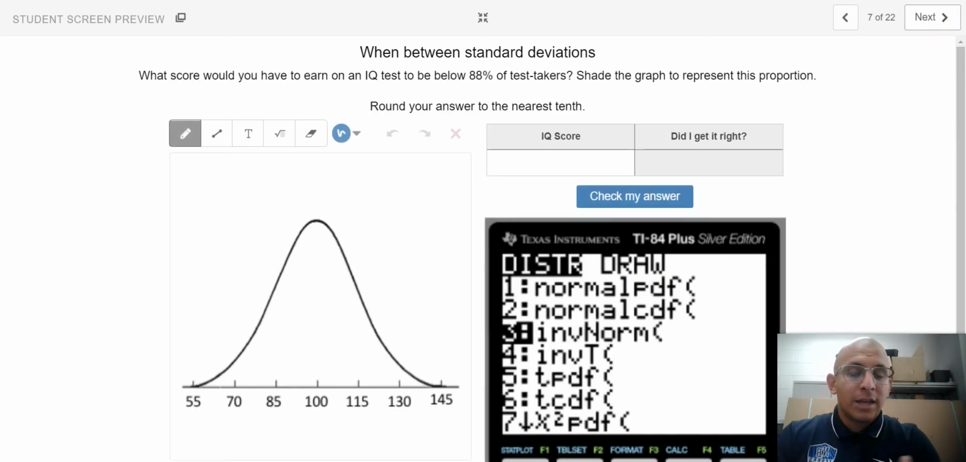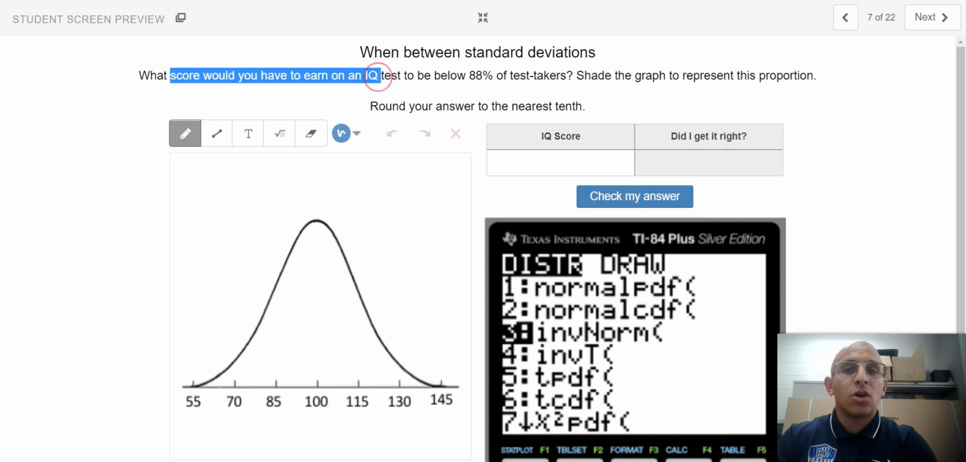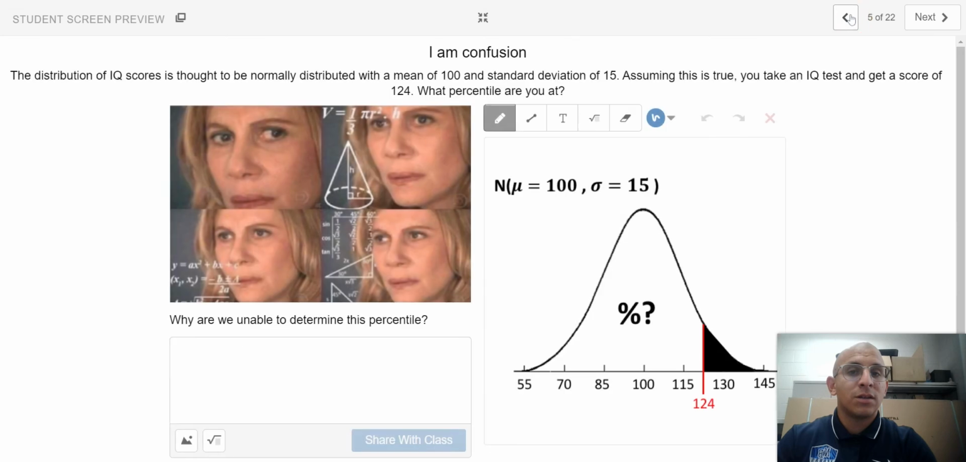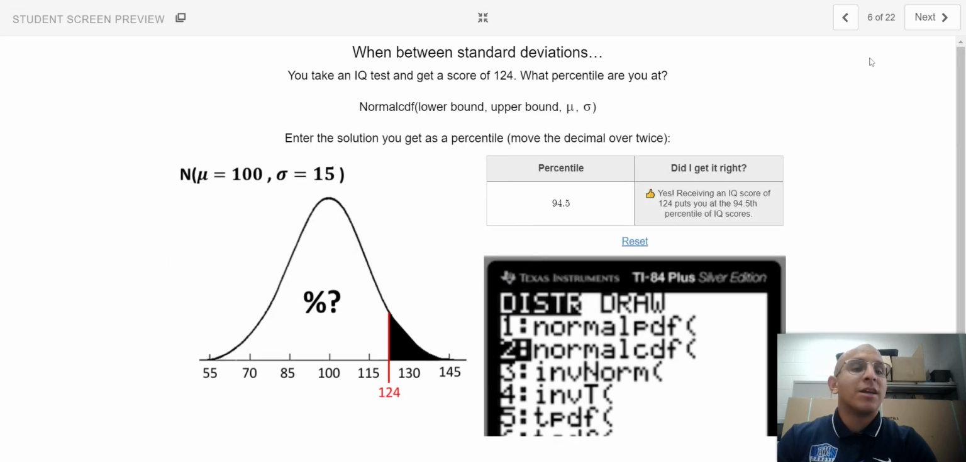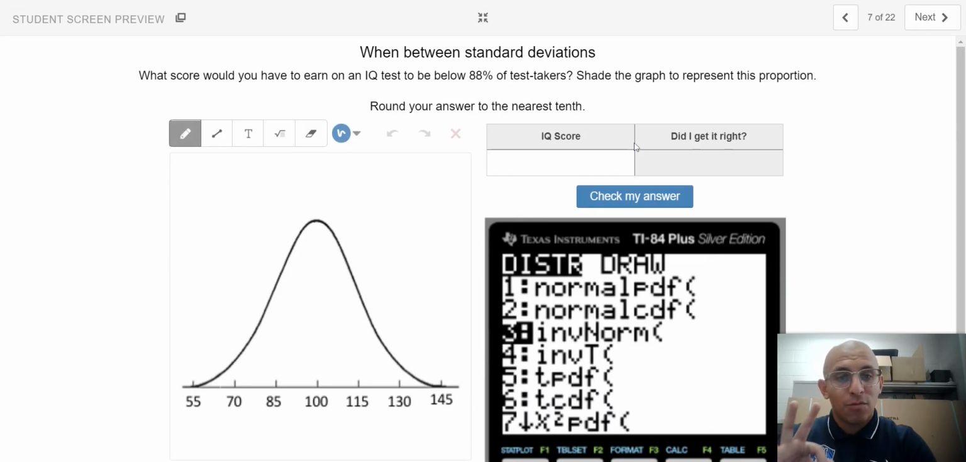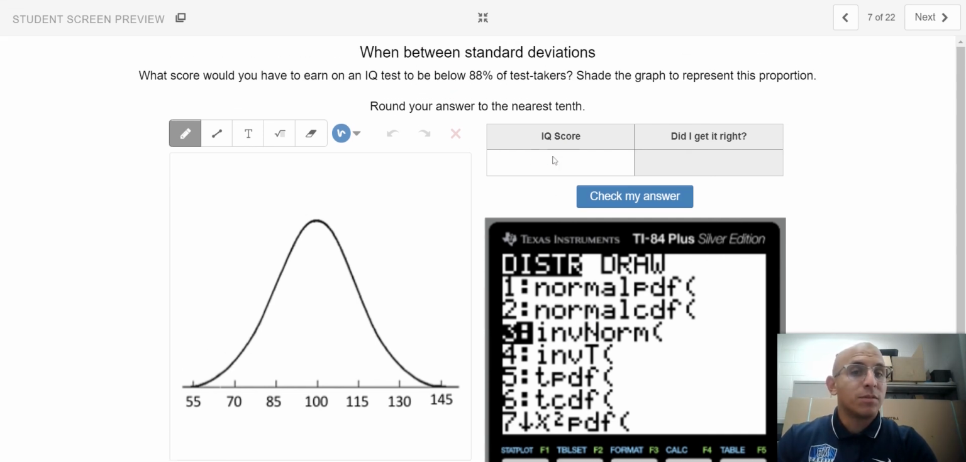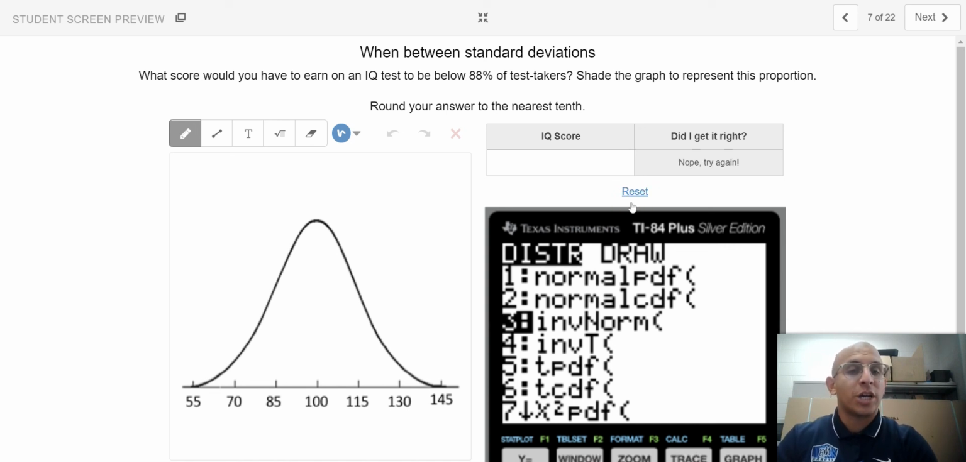Now, on the opposite end of the spectrum, here we are given the percentage, and we are tasked with determining what score we would have to earn on the IQ test. I'd like for you to actually represent this proportion after you use the other function, the inverse norm. So that would be number 3 here in our picture. I'm going to give you some time to work that out on your own, so I'd press pause at this point in time before checking your answer.